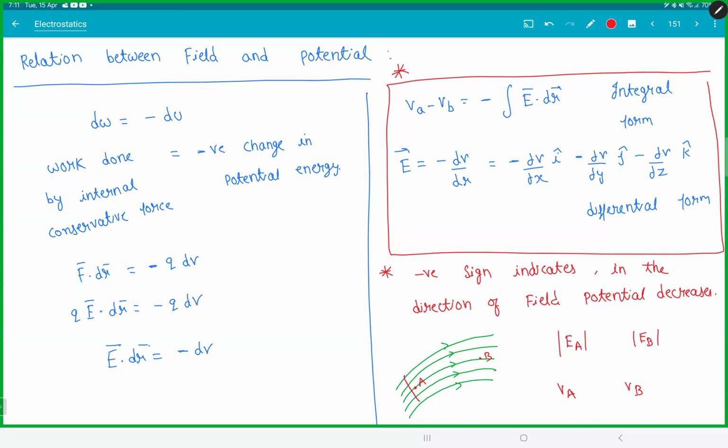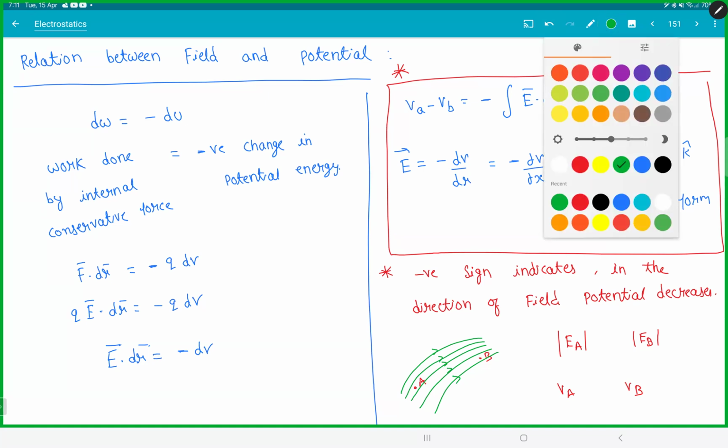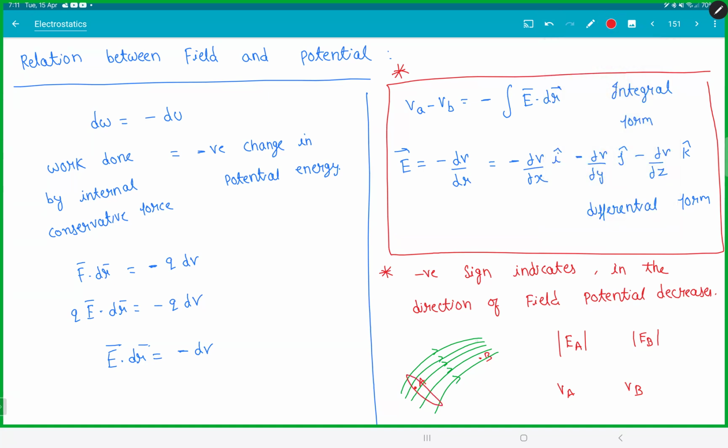This you have done before if you remember. What is the definition of field? Number of lines per unit area. Right? Maybe I should have reversed the arrows. I should have reversed the arrows. Wait. Now, at point A, you can see the number of lines are same, but the area is bigger. So field at B is greater than A, but the potential at A is greater than B.